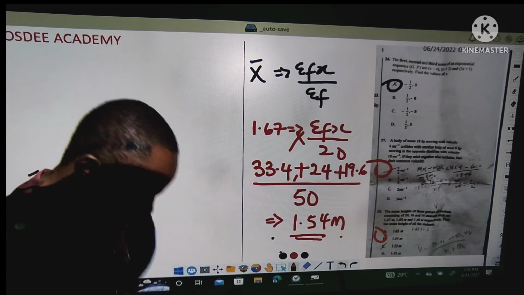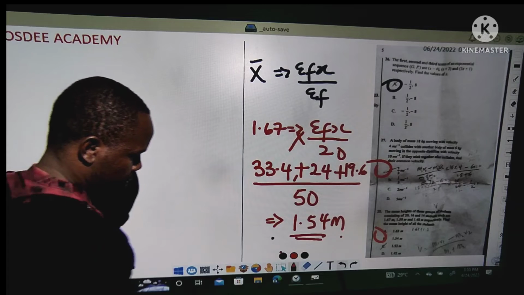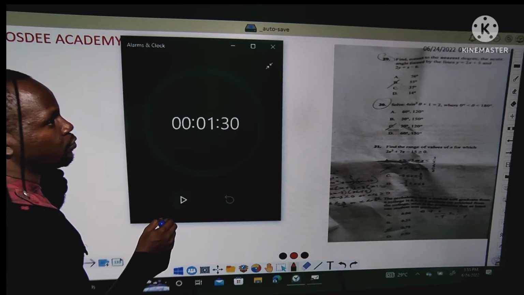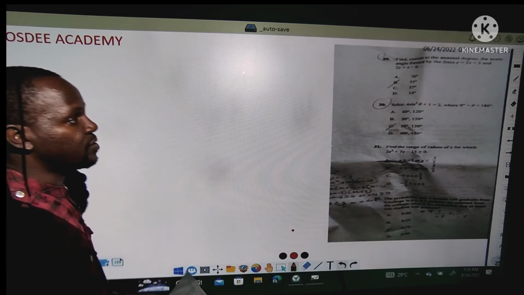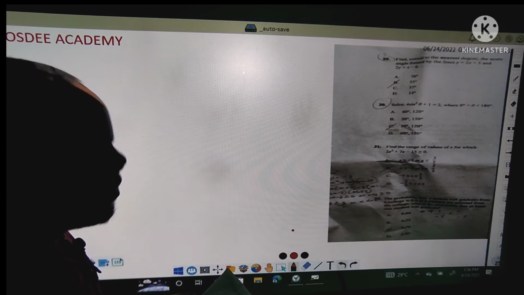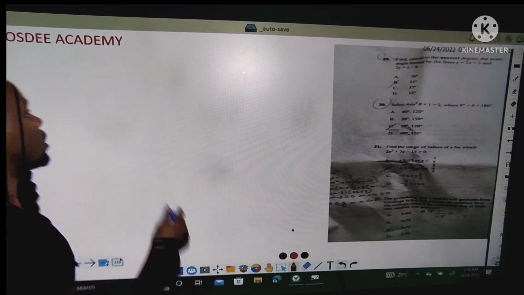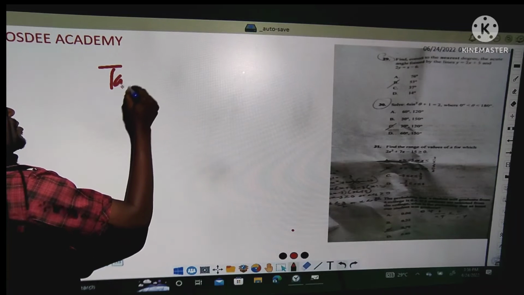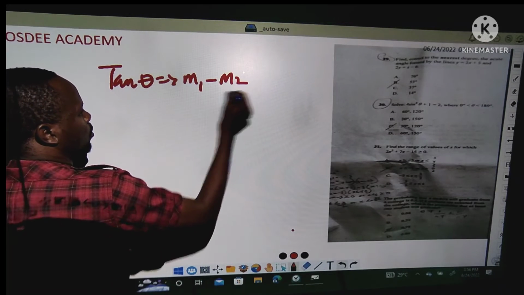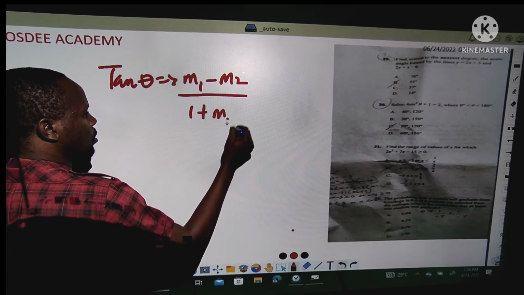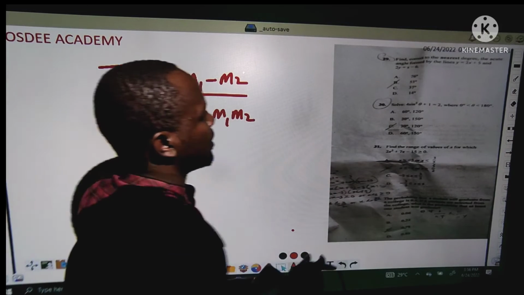Next page, question 29. So 29 to 40, I'll continue with my time. 29 says, find correct to the nearest degree the acute angle formed between two lines. We've talked about this in the preparatory class. It is tan theta equals m1 minus m2 over 1 plus m1 m2. M1 should be greater than m2.